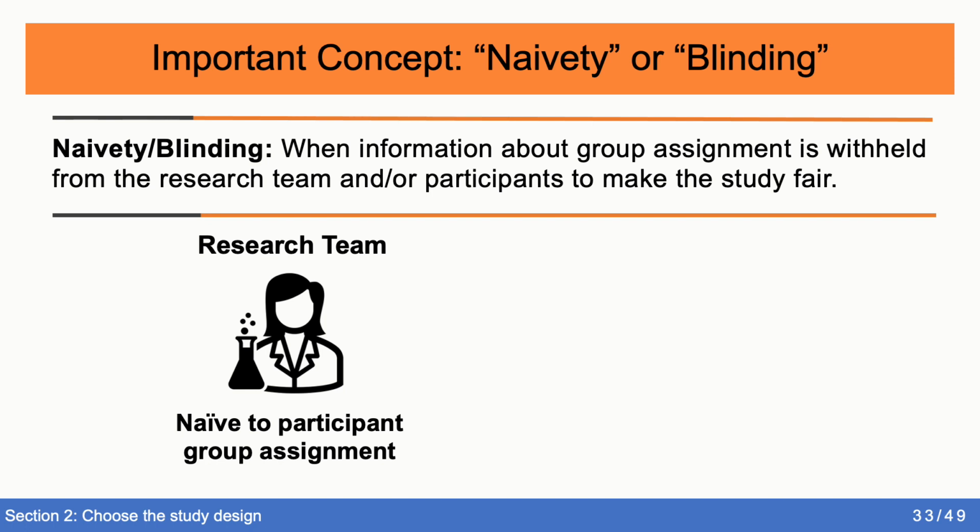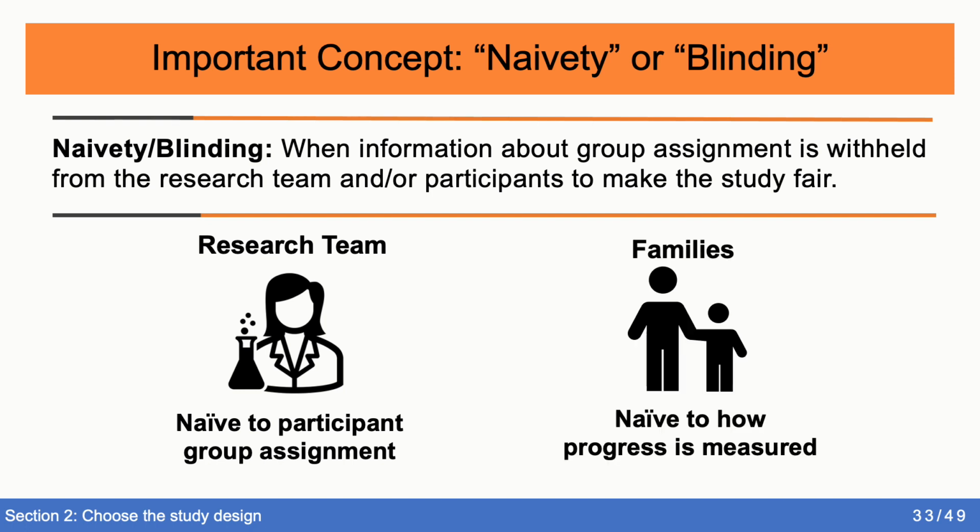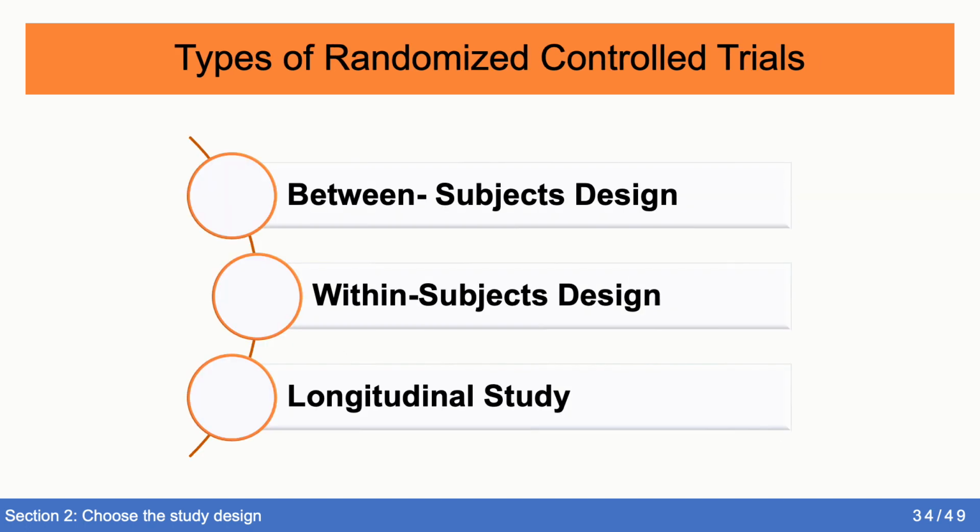For example, if the research team uses a standardized test to measure child progress in a study, they may give a child credit for a question they got incorrect because they know the child was in the therapy group. So to prevent this, the person giving the assessment will be naive to the child's group assignment. Families may be naive to how progress is measured, so that they don't answer questions in a way they think researchers would want to see.